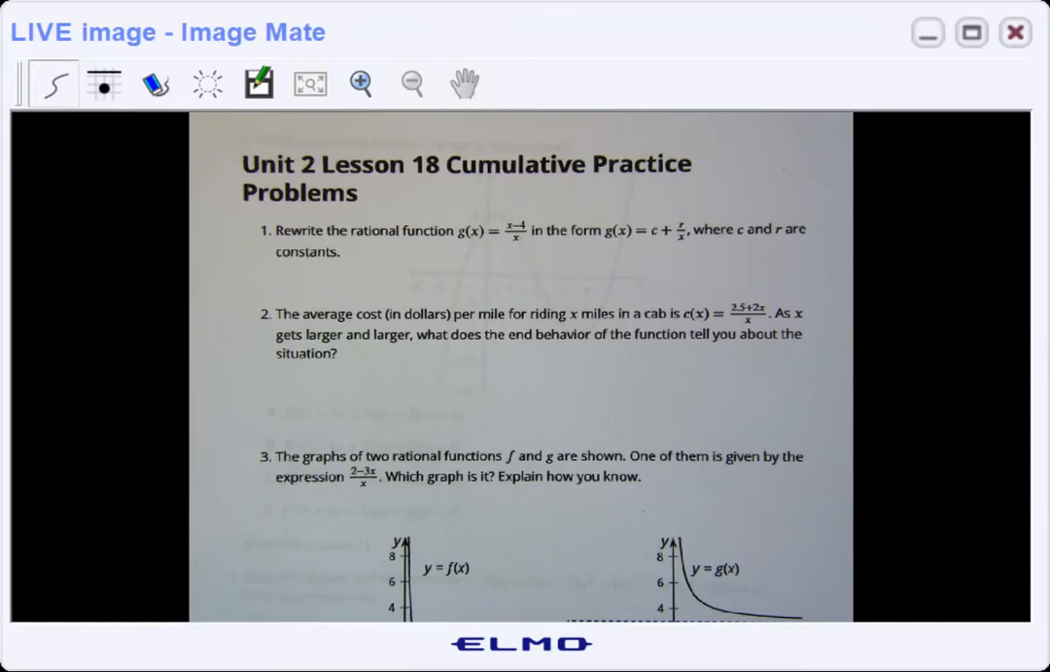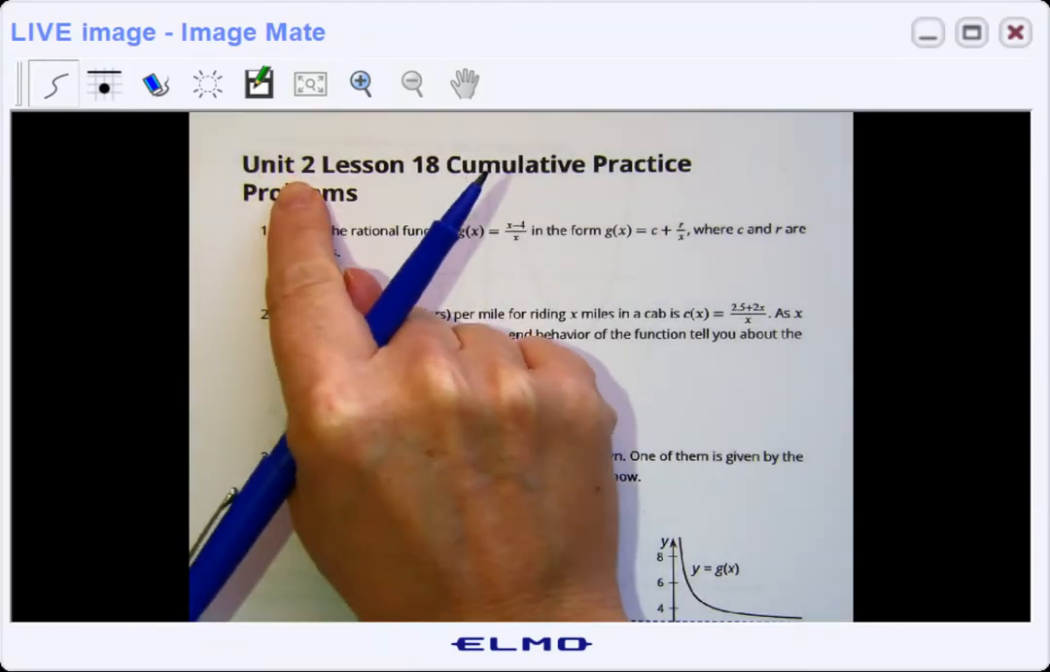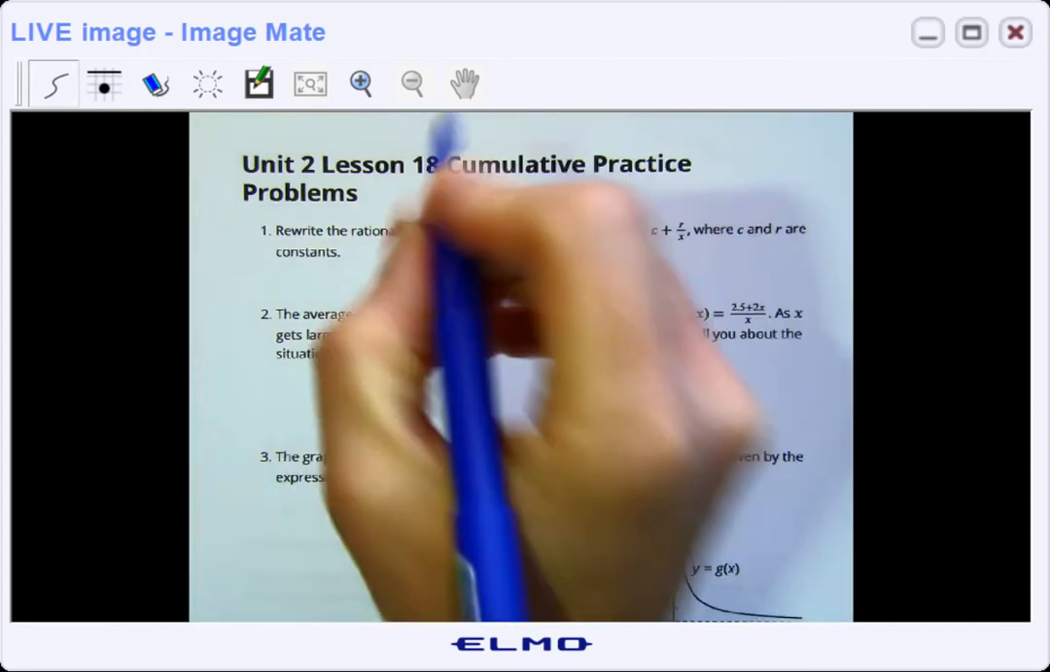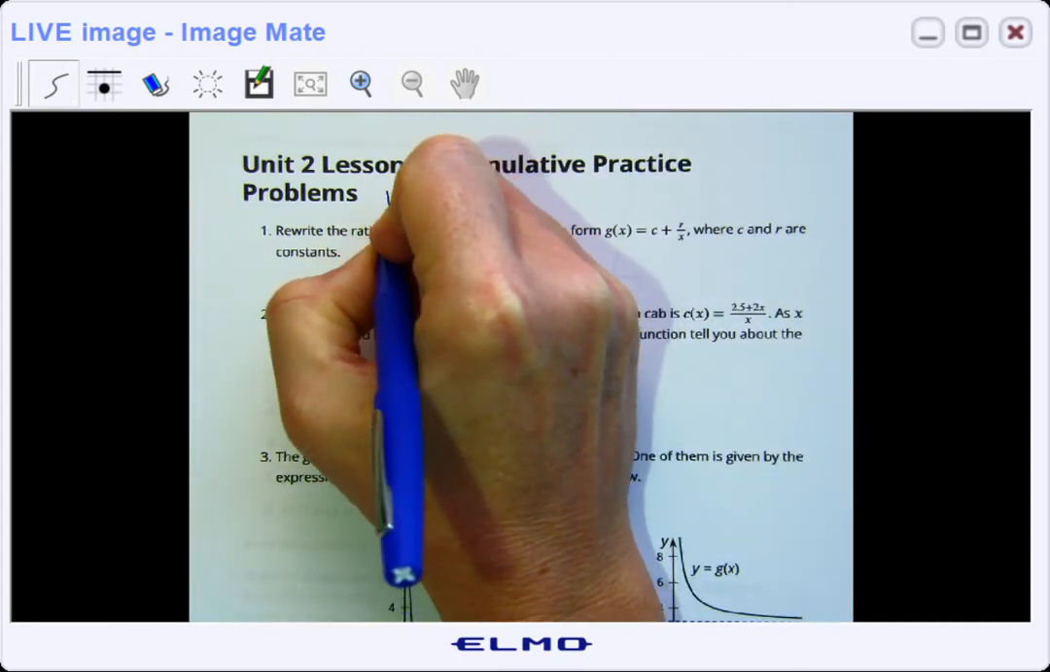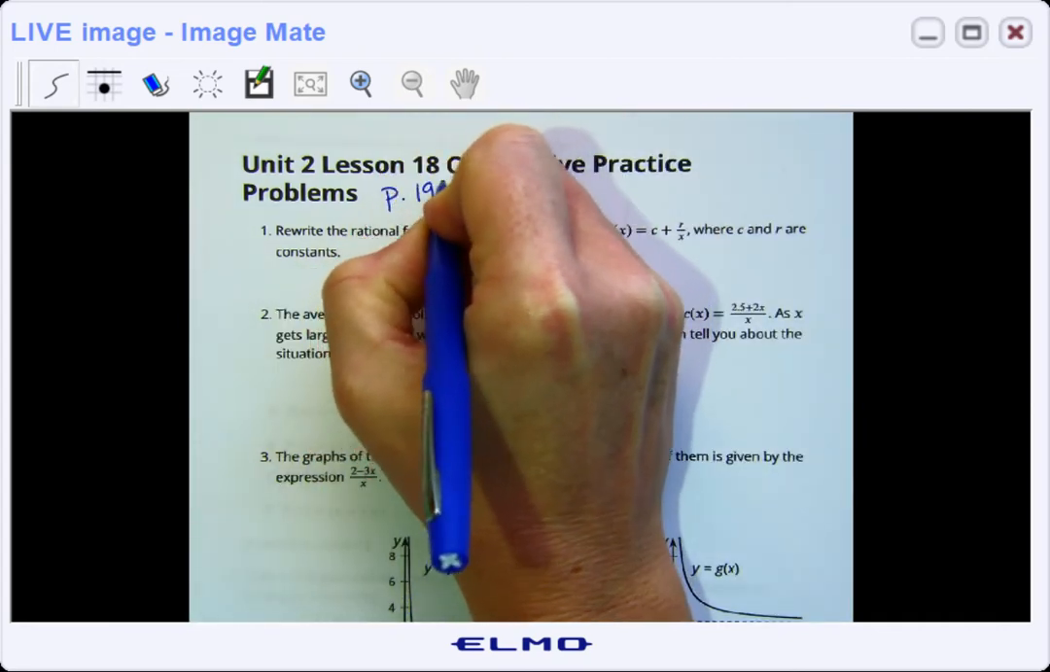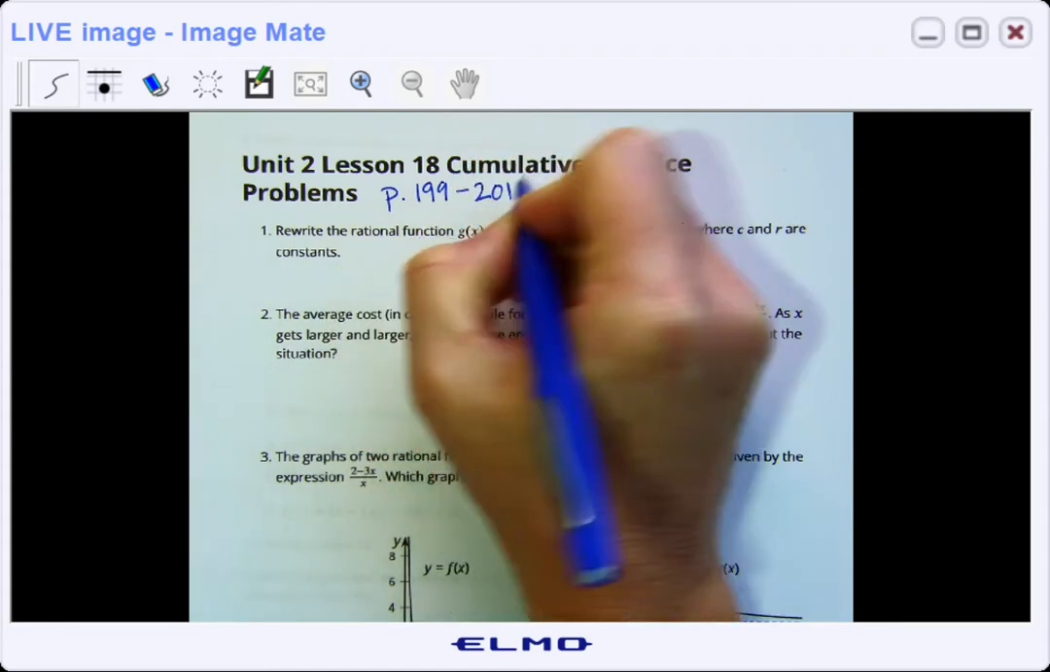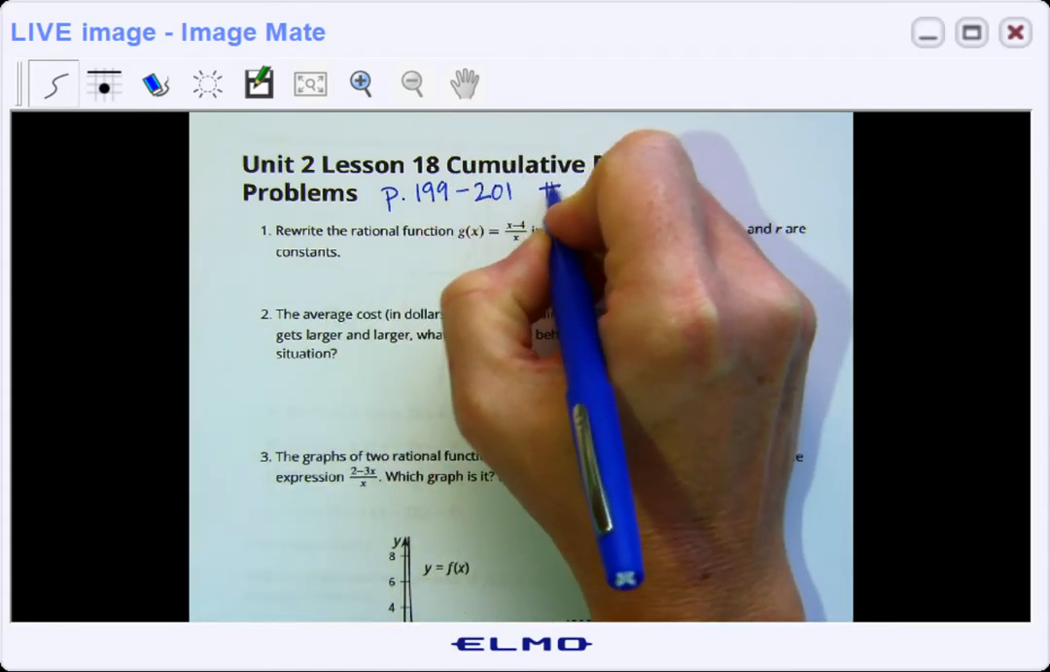Hi, it's Mrs. Moret with help on the assignment Unit 2, Lesson 18, Practice Problems. This is in your textbook on page 199 through 201, and you're doing all of numbers 1 through 6.